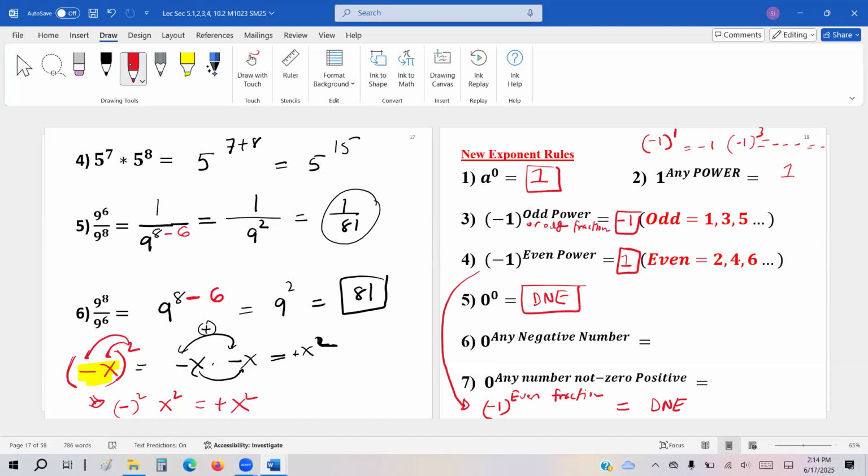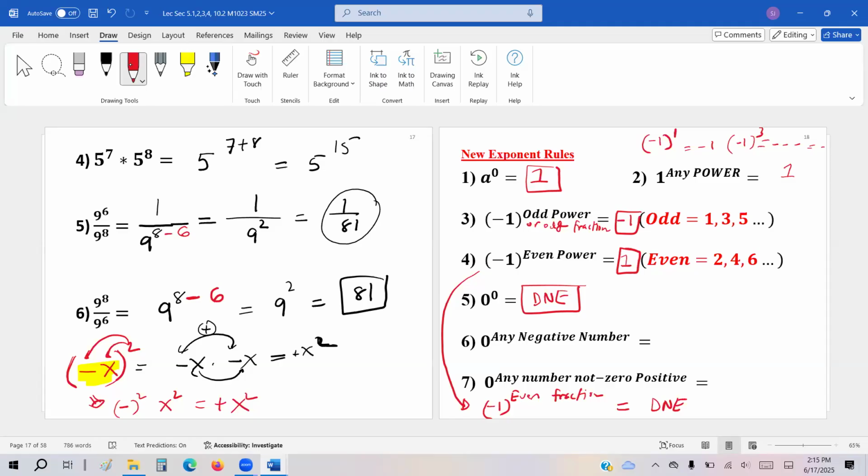Later, we are going to learn that if it is square, -1 to the 1/2 power, it will turn into i. But -1 with 1/4 power doesn't turn into i. It turns into something different. Even fraction: DNE. Doesn't exist. Does not exist. In other words, undefined.